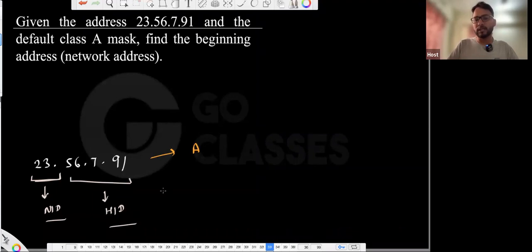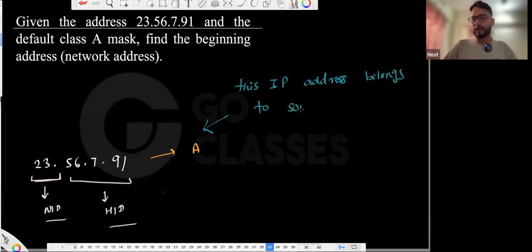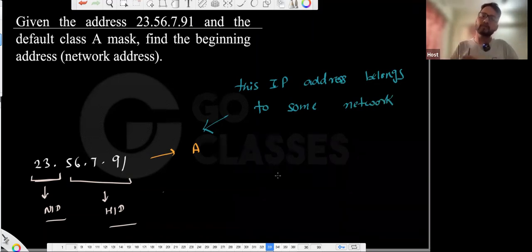So if the IP address is this, 23.56.7.91, then you will say that this IP address belongs to one network, first of all. Then you will say, let me just write it, that this IP address belongs to some network, and we can also find out what the other hosts are. Like this is just one host. So we can also find out the whole range of IP addresses that are in this network.